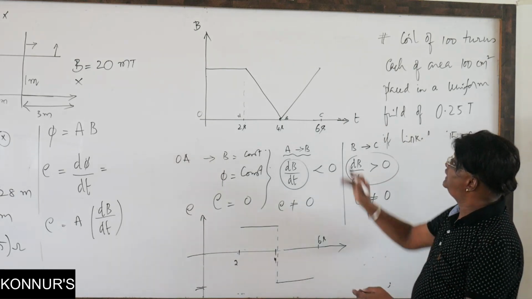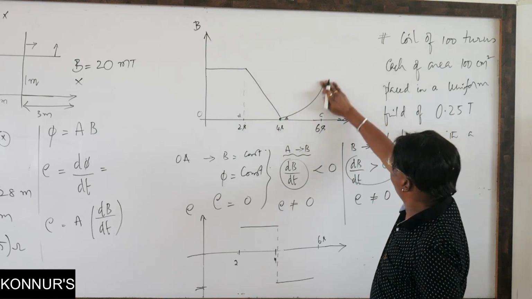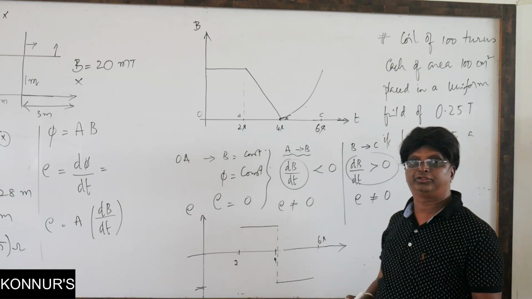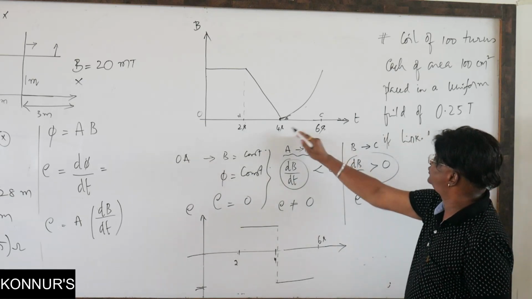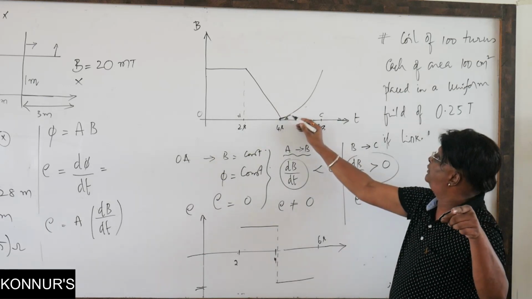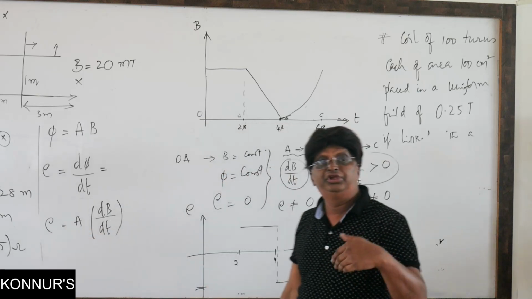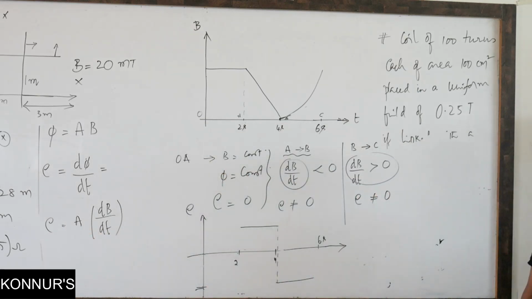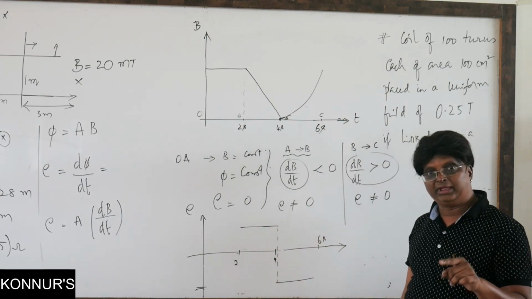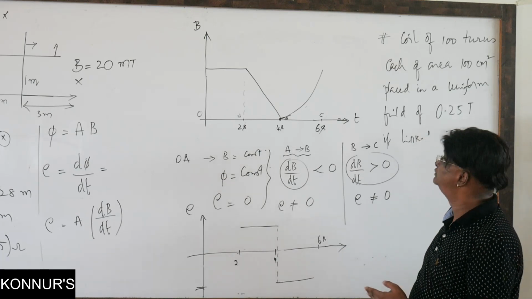Supposing in this example, from 4 to 6 seconds, this is the change. All the different possible changes you can try for yourself. Now if this is dB/dt, what does it mean? Here dB/dt is gradually increasing. When dB/dt gradually increases, E also increases. Then we don't get these horizontal lines. There we get curves with positive slope or negative slope that has to be shown.